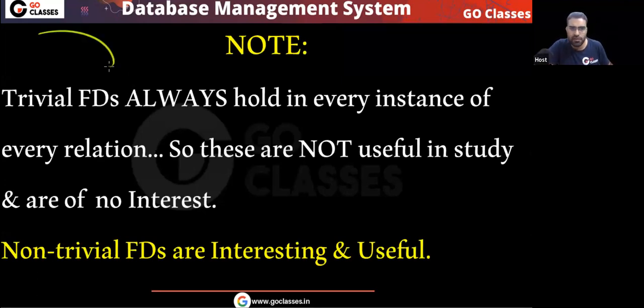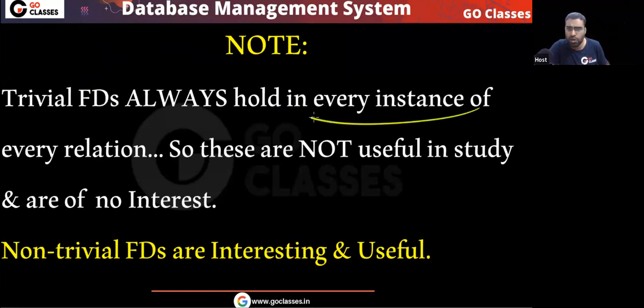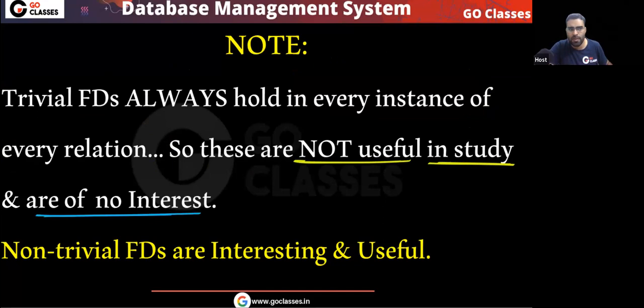Now let's see this point. Trivial functional dependencies, are they interesting? Please tell me. They are not interesting because they will always hold. Yes or no? A trivial functional dependency will always hold in every instance of every relation. Whatever instance you take, whatever relation you take, trivial FDs will always hold. So they are not useful when we study functional dependencies, and they are of little interest. So remember, non-trivial functional dependencies are interesting and useful.